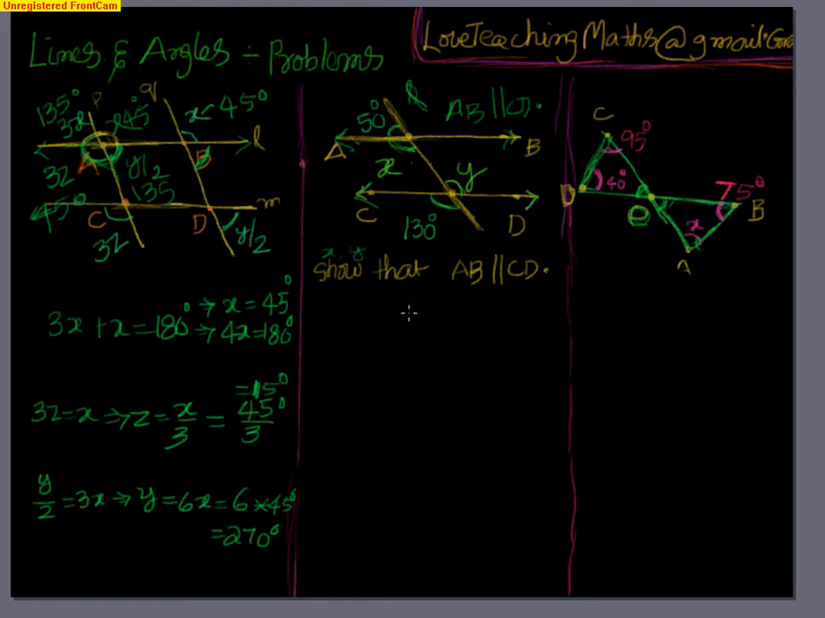Let me just repeat it again. In the last video, we had two parallel lines intersected by a transversal. We have proven that the corresponding angles are equal there. Now we want to leverage that, and we want to state the converse: if two lines are intersected by a transversal and the corresponding angles are equal, then those two lines are parallel to each other. I think that should be pretty clear to you now.